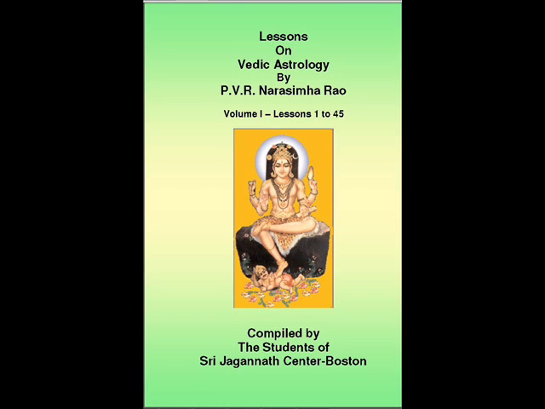Don't include Mandi, Gurika, all these Upagrahas. Only planets. Okay? So there are 4 planets conjoining that sign. And how many planets are aspecting that sign? Is Sun aspecting it? No. Is Jupiter aspecting it? Yes. By Rashi Drishti.